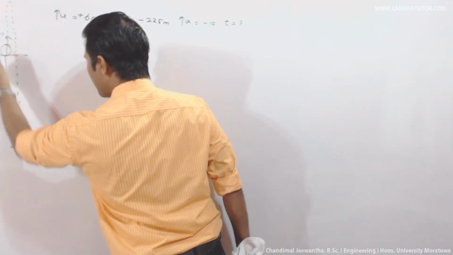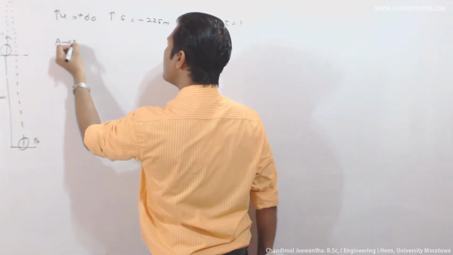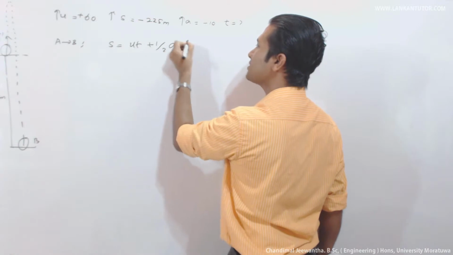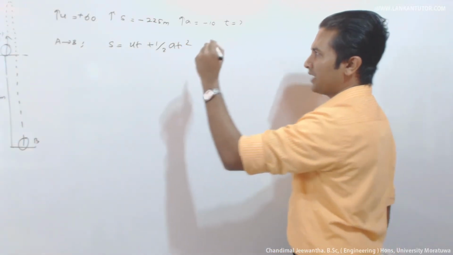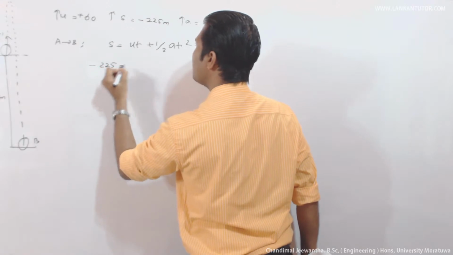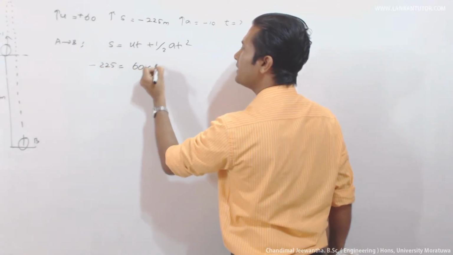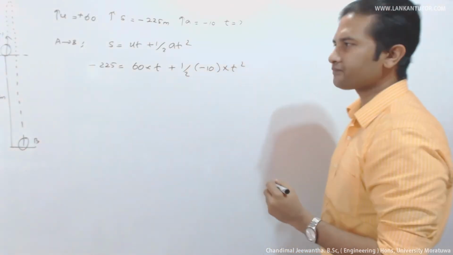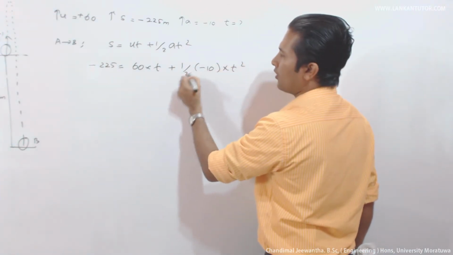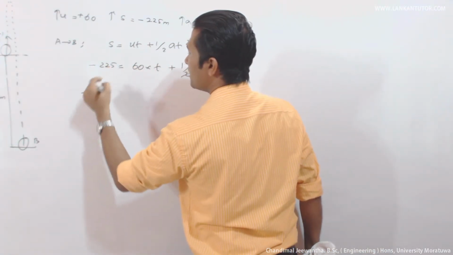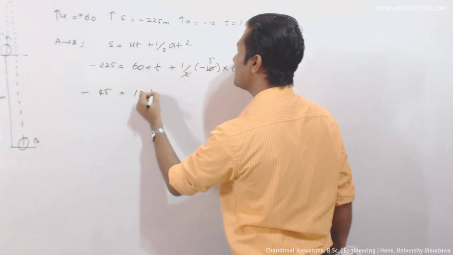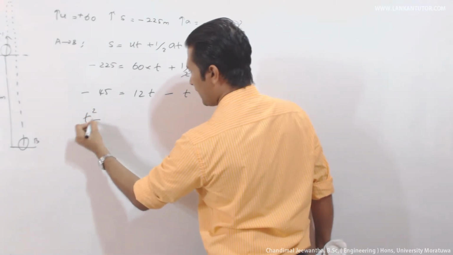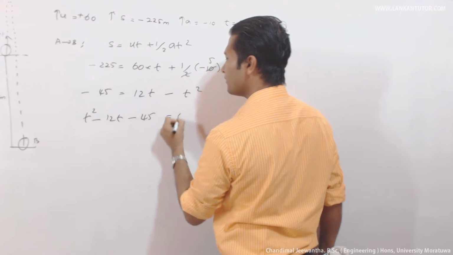So you can take these points as A and B. From A to B, you can apply the equation S equals ut plus half at square. What would be the S value here? The S value should be minus 225. The initial velocity is 60, then half into minus 10 into t square. Then this is minus 45, 12t minus t square. Then t square minus 12t minus 45 equals 0.